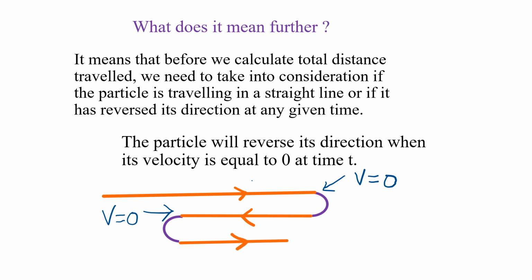Right. So if you have the expression for your velocity, you just let it equal 0, and you will be able to find the different timings. So this could be at t equals t1. This could be at t equals t2, so on and so forth.